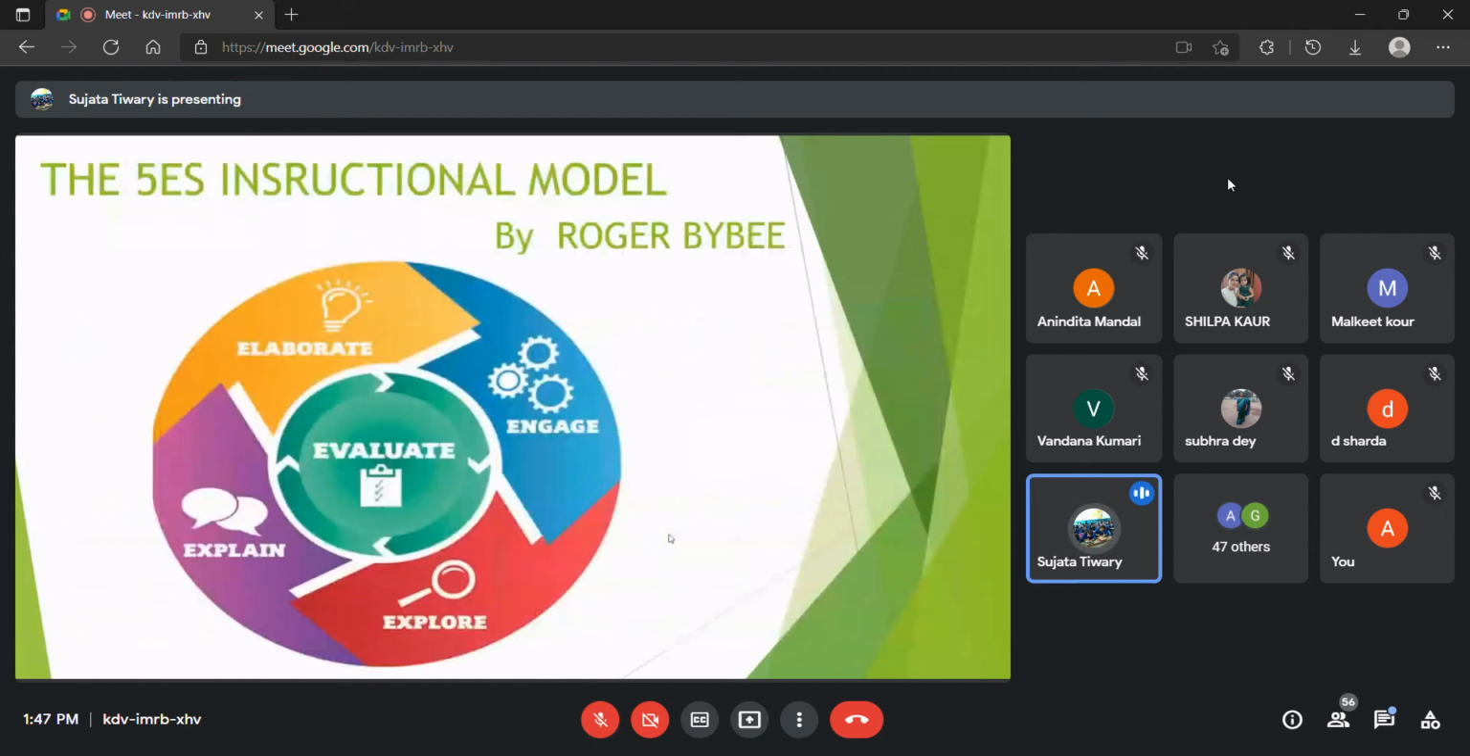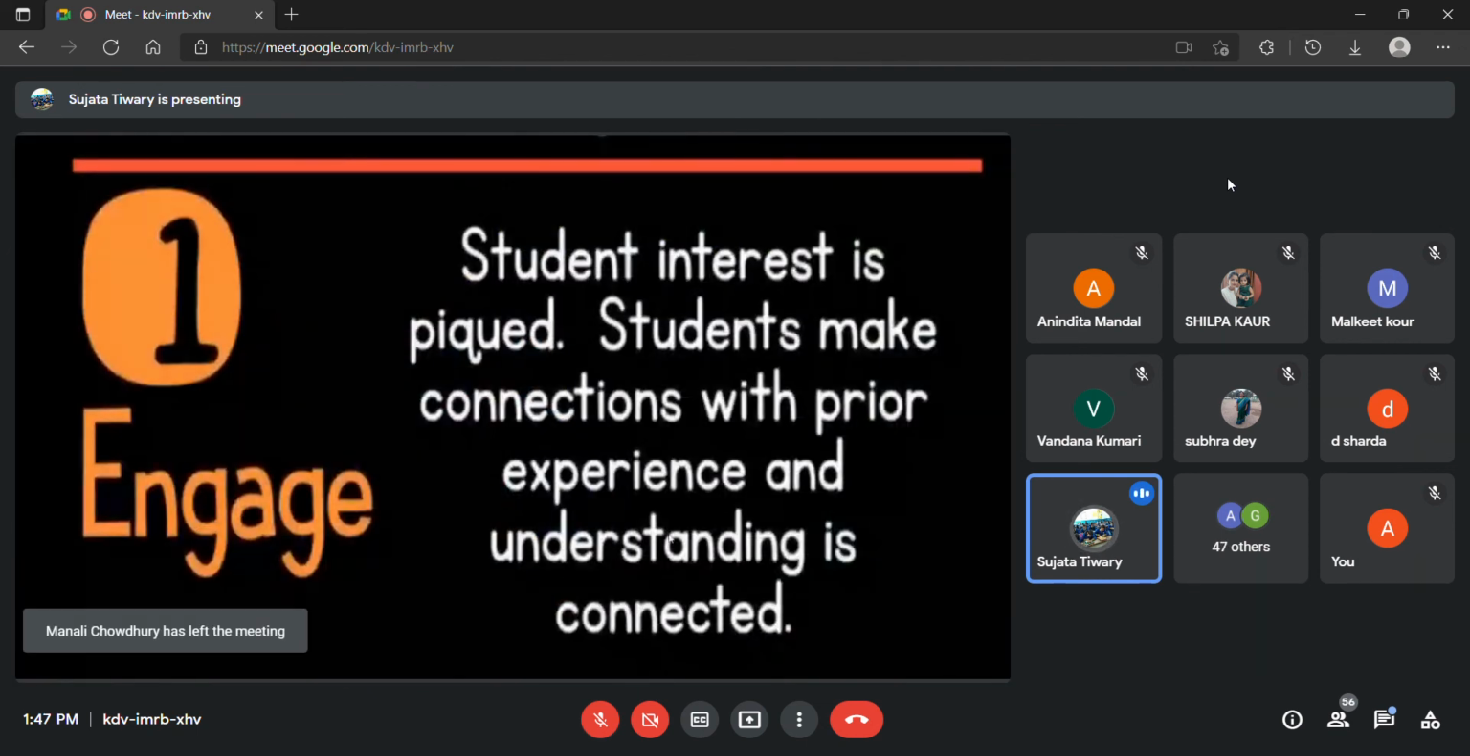Now, all these class activities are based on the 5 E's instructional model by Rodger Bybee. The 5 E's instructional model are engage, explore, explain, elaborate, and the last one is evaluate. Let's see one by one. The first one is engage.